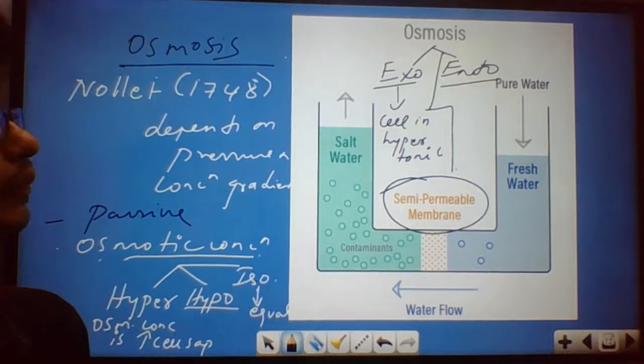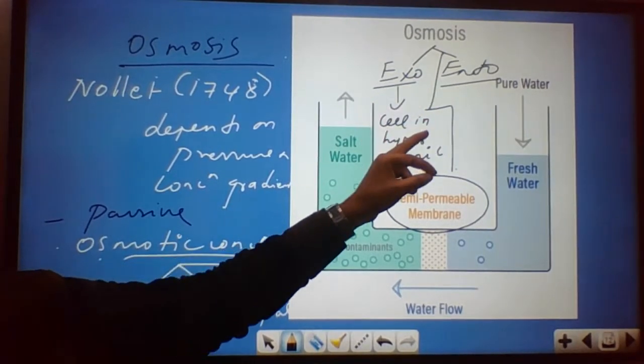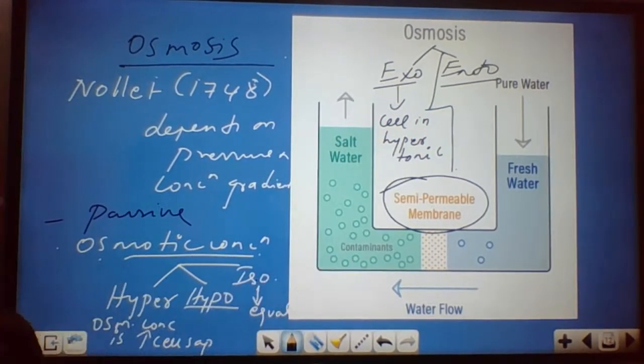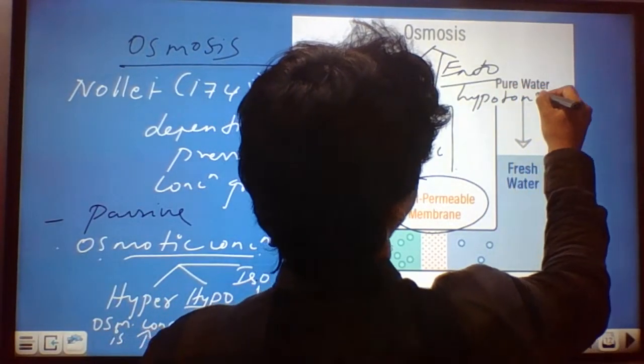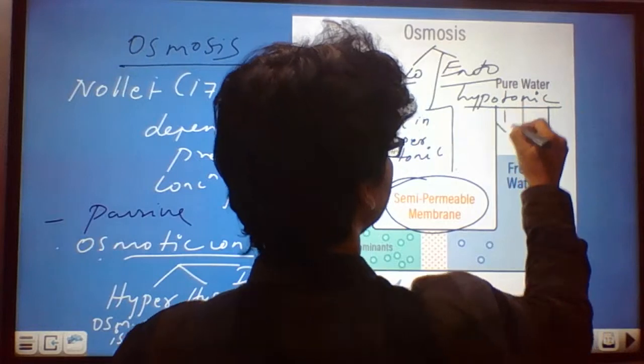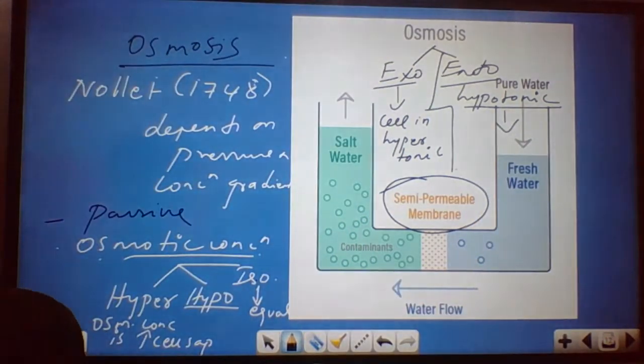Coming to endoosmosis. In endoosmosis, we keep the cell in a hypotonic solution. If you keep a cell in a hypotonic solution, what will be the fate of the cell? It may become turgid or it may become flaccid. So where will it be turgid and where will it become flaccid?